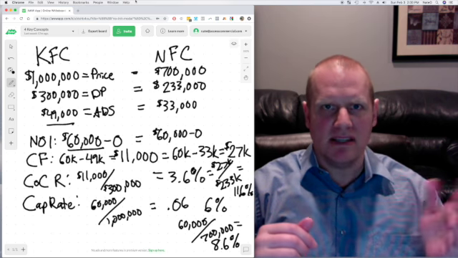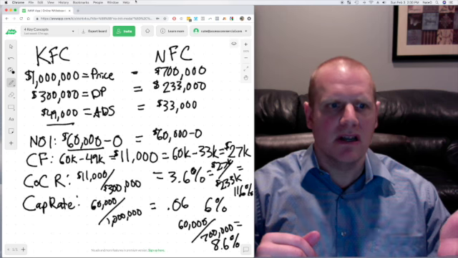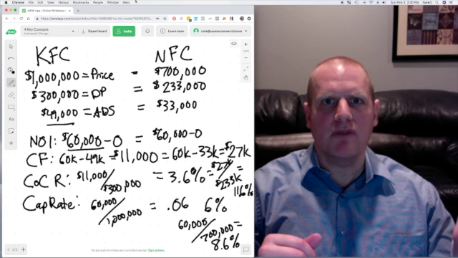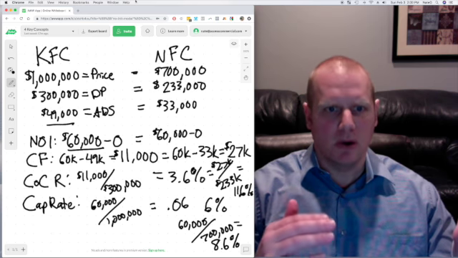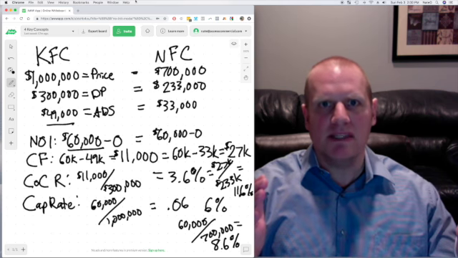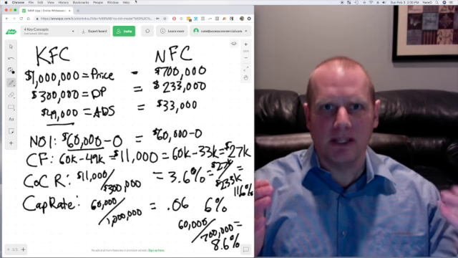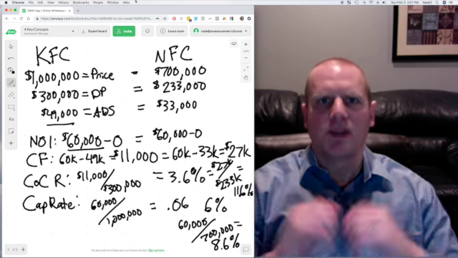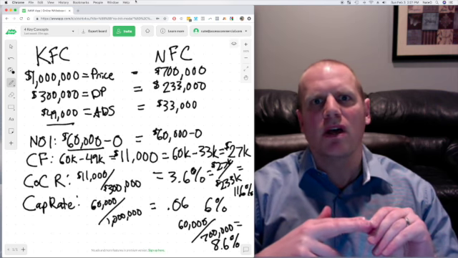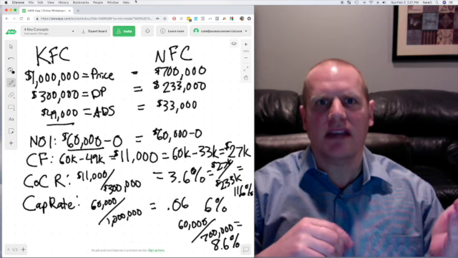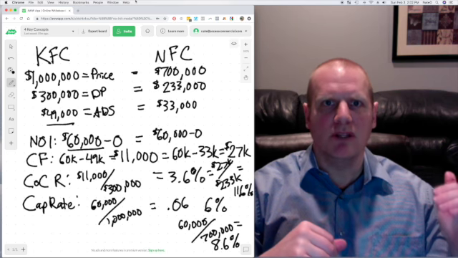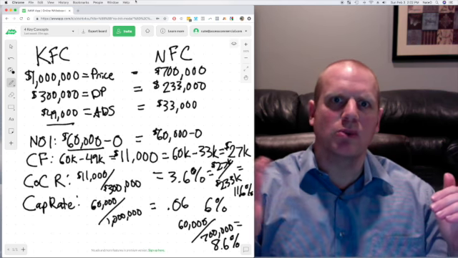The NOI is the exact same, $60,000 a year, but with the KFC, you get the higher asking price because the cap rate for those properties is generally lower. For the NFC, the cap rate is going to be higher, which means a lower purchase price, but it's also going to mean more risk. The purpose of comparing these two restaurants with the same NOI is just to show that with a national tenant that has more credit than a mom and pop shop, the cap rate is going to be lower, which means the price will be higher.